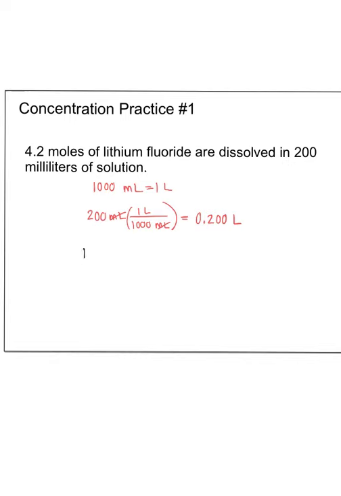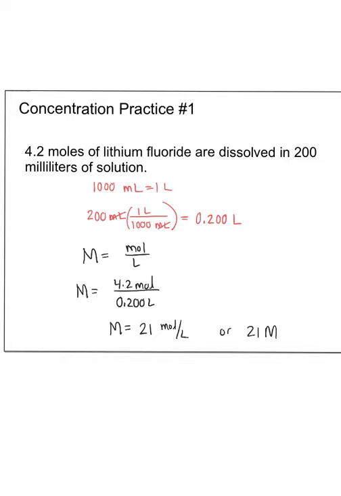Okay, so we know molarity is equal to moles divided by liters. So I want to know the molarity of 4.2 moles divided by 0.200 liters. Plug that in my calculator, and I get molarity is equal to 21 moles per liter, or 21 molar.